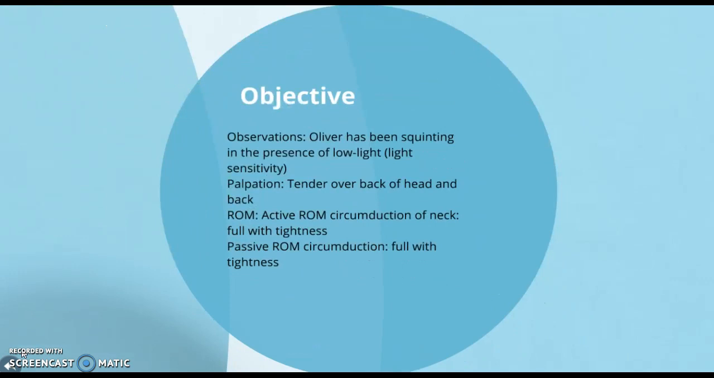For the objective portion of the SOAP method, we were able to observe that Oliver has been squinting in the presence of low light. This makes sense as he believes that he is light sensitive. As for palpation, he is tender over the back of his head and back. For range of motion, we were able to assess active and passive range of motion for circumduction of the neck. Both were full range of motion and tightness was present.